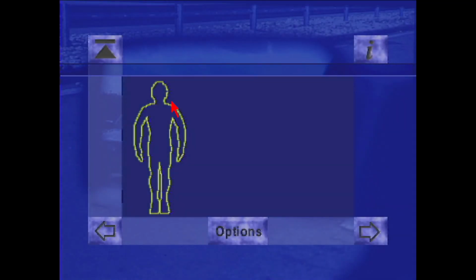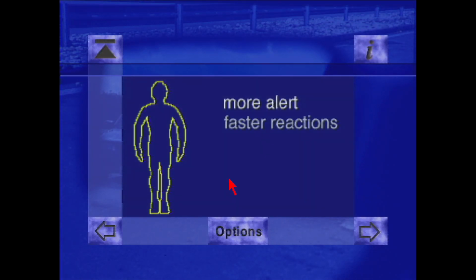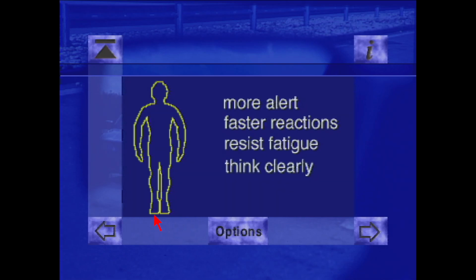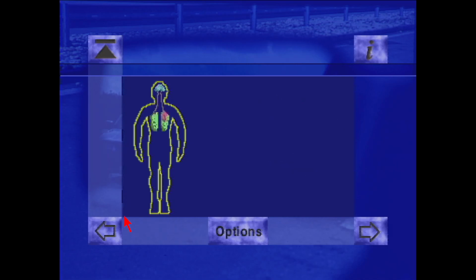The links between physical fitness and mental performance are well established. By keeping reasonably fit, you're more alert, have faster reactions, resist fatigue better and think more clearly, all of which helps your driving. Regular exercise improves the efficiency of your heart and lungs, so more oxygen gets pumped to your brain.